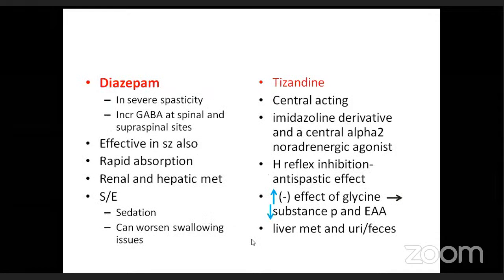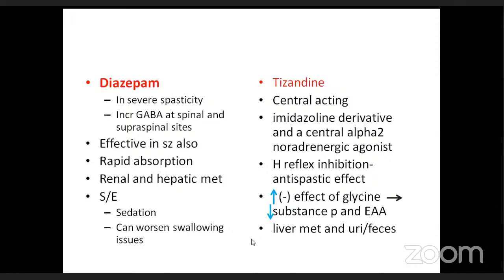Tizanidine, diazepam, it can be used in severe spasticity, increase GABA at spinal and supraspinal sites. However, it is effective in seizures also. So you can also add in patients who have got seizure along with this. It's quite rapidly absorbed orally. Metabolism in renal and hepatic. Side effects are mainly sedation and sometimes can worsen swallowing issues in children.